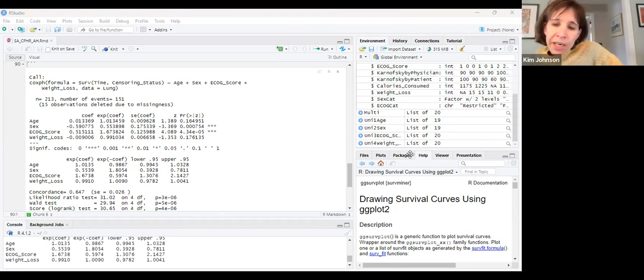I will say the assumption of linearity has to be met. So age should be linearly related to the hazard of death. And so you should check that assumption, and you can check it the way you would usually check that assumption for logistic or linear regression. Any linearity assumption applies in all regression model types.